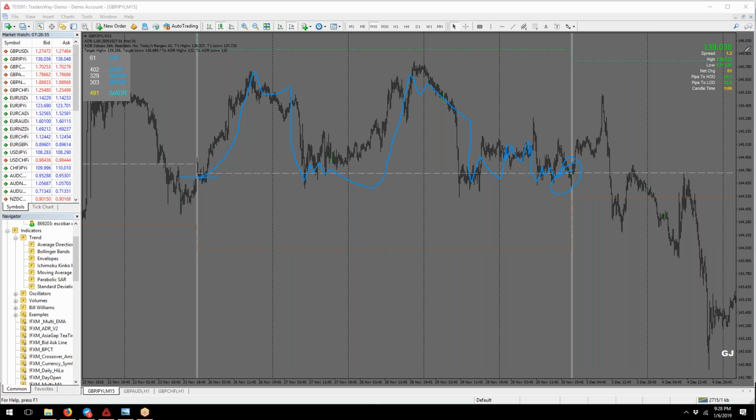Price closes where price opened. That's a typical week. It opens here. That's what that dotted white line is there for. Price opened here on Sunday. Price closed there on Friday.